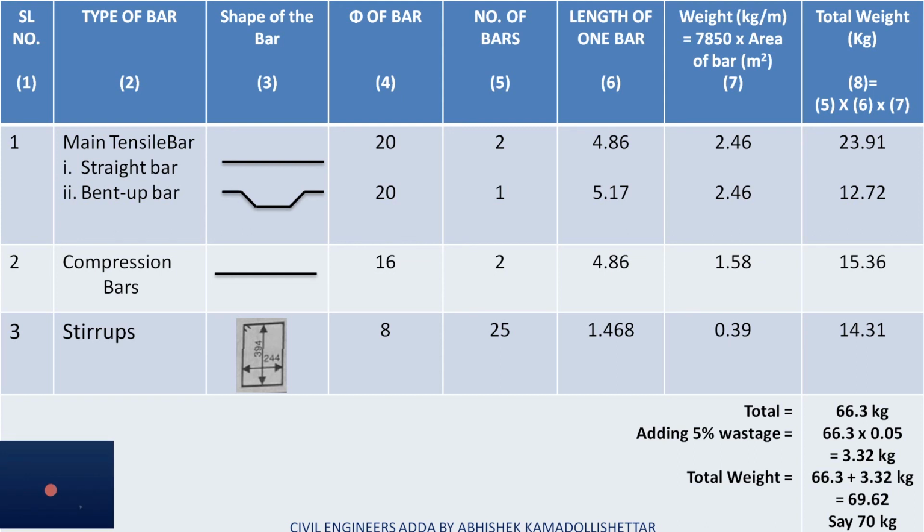So total, if you sum up all the values in column 8, then you will get 66.3 kg, adding 5% wastage. Okay, this is a standard thing that we always add 5% wastage, that will give you around 3.32 kg extra. So when you add up to the 66.3, you will get around 69.62. So we will take it approximately, or we will consider it for the higher side, that is 70 kg. Okay, I hope this is clear, the bar bending schedule for doubly reinforced beam.